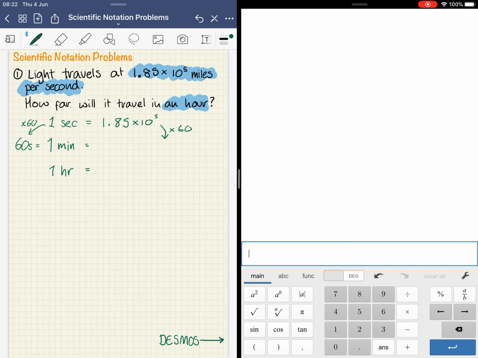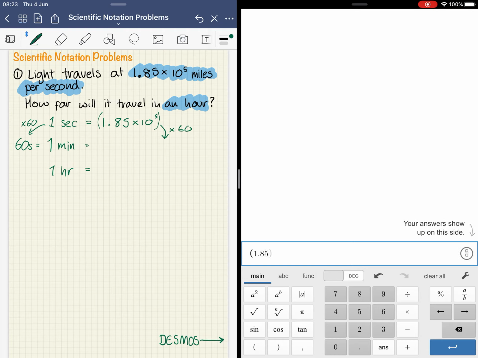Now look at my Desmos calculator. Firstly, I recommend putting your scientific notation bit in brackets when you use it, just because sometimes something weird can happen. And if you get in the habit of putting brackets around it every time, you're going to help eliminate the weirdness that can occur, because calculators can sometimes be too smart for their own good. So I'm going to put that in brackets, so 1.85.